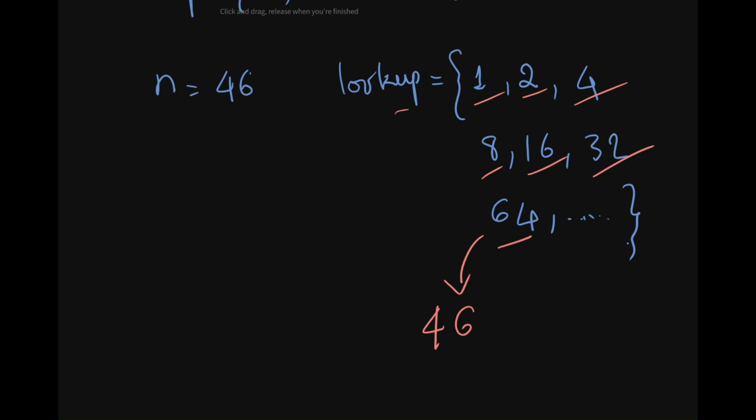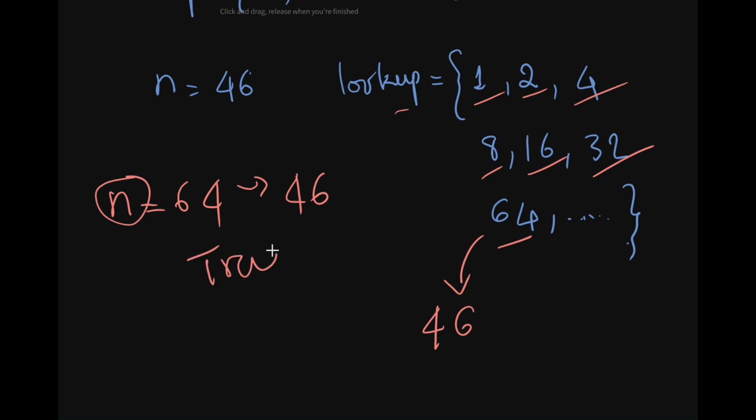And when it's sorted, you can check, okay, now 46 is in the lookup, then you can quickly return true. So what if the input n is 64 and not 46? That means you also have to sort the input n as well, which is 46, so that you can have this value in the lookup set. And because it's a set, we can return true.